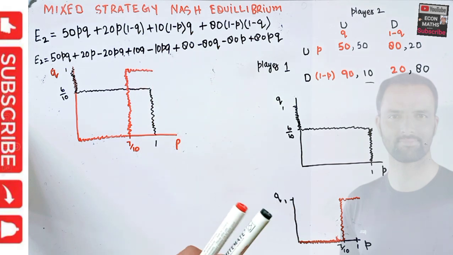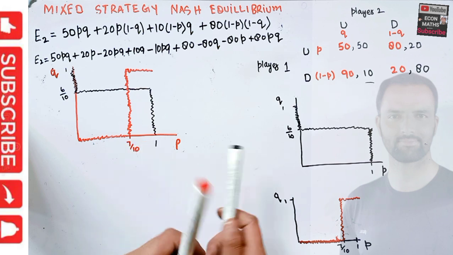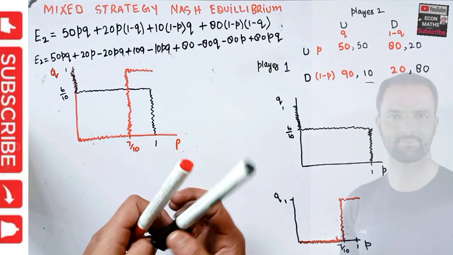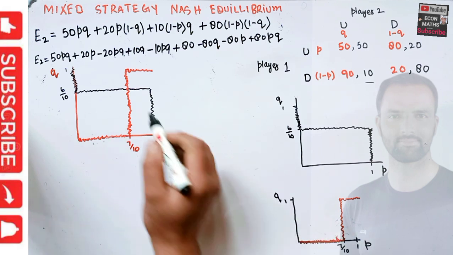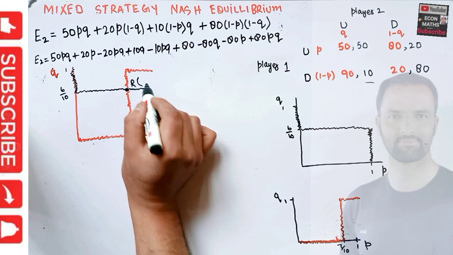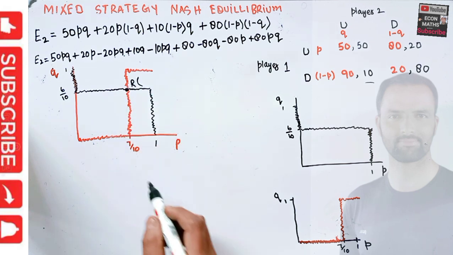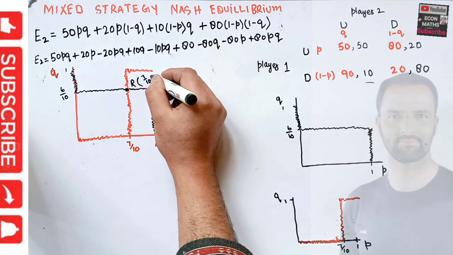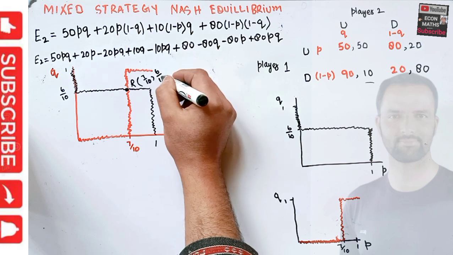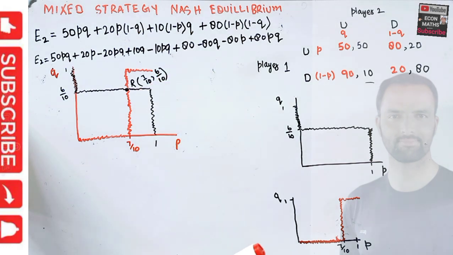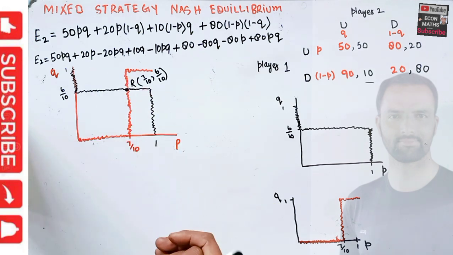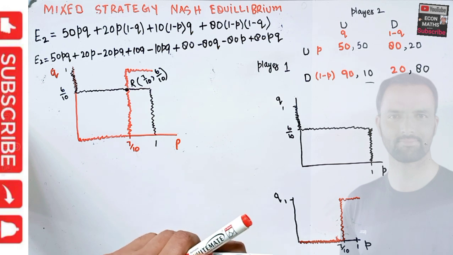So if we plot the two best response correspondences together in a single diagram that we have done here, they will intersect at a point. Let us say this is point R. And what are the coordinates of R? It is simply when P is equal to 7 upon 10, and Q is 6 upon 10. This is the coordinate of this point. And the intersection of best response correspondences gives us the mixed strategy Nash equilibrium of the game.